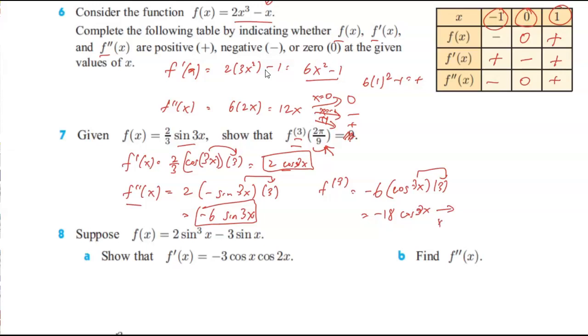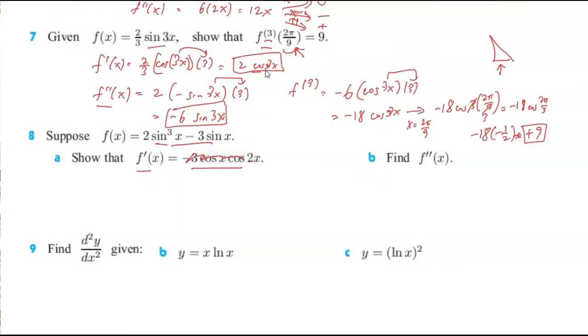Okay, now I'm going to plug in x equals 2 pi over 9. So it would be negative 18 cosine of 3 times 2 pi over 9. These cancel out. I'm left with negative 18 cosine of 2 pi over 3. What's 2 pi over 3? It's this triangle here. The cosine is the short side, so it'd be negative 1/2. So it'd be negative 18 times negative 1/2, which is equal to positive 9. Now if we go back and check the right-hand side, yes, it was positive 9, so we did it. All right. Now let's do the next problem.